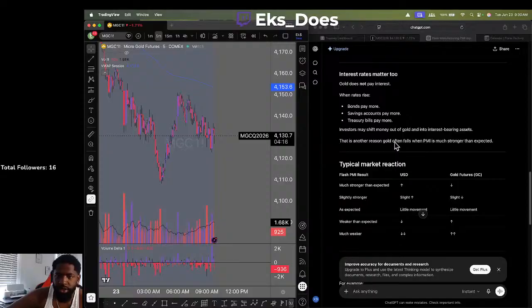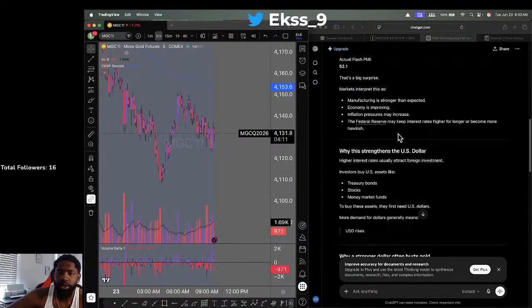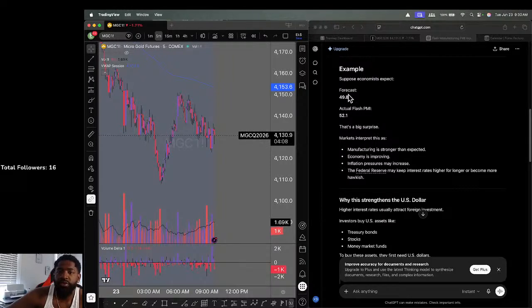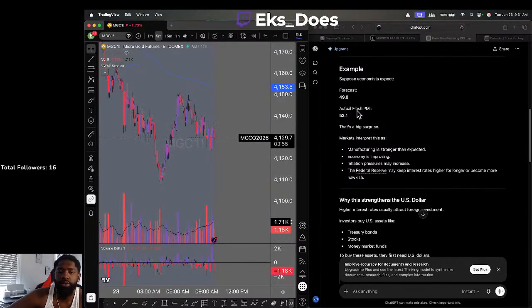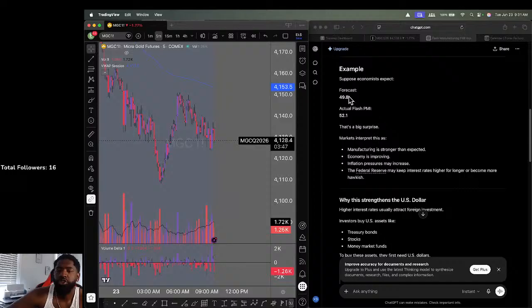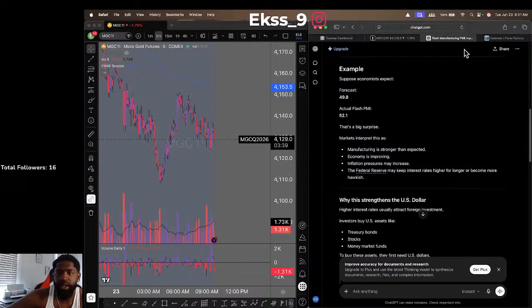So that is another reason gold often falls when PMI is much stronger than expected. So if they said the forecast is 49.8, and then they said, for example, if the actual is 52.1, so what is that? That's 0.2 and then 1.9. So no, wait, that's wrong. 0.2 would make it 50, and then to get to 52.1, so that's 2.3. So if the actual was 2.3 points larger than the forecast, and they called that a big surprise, right?